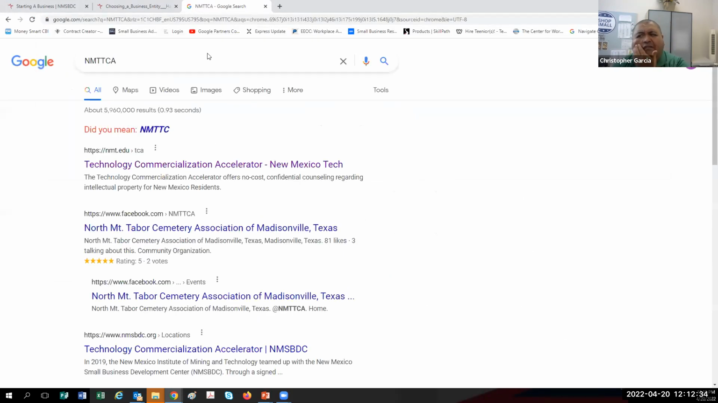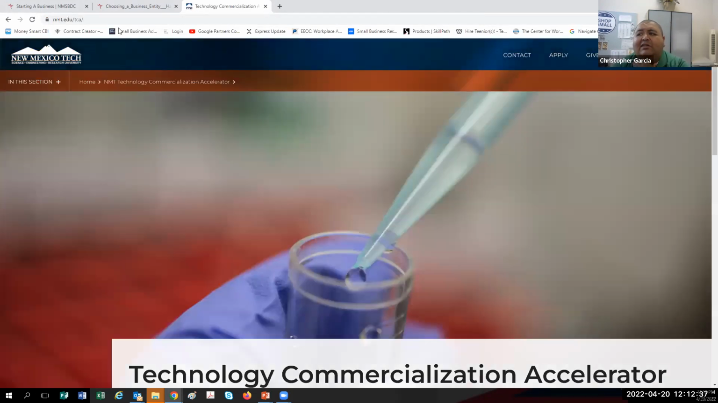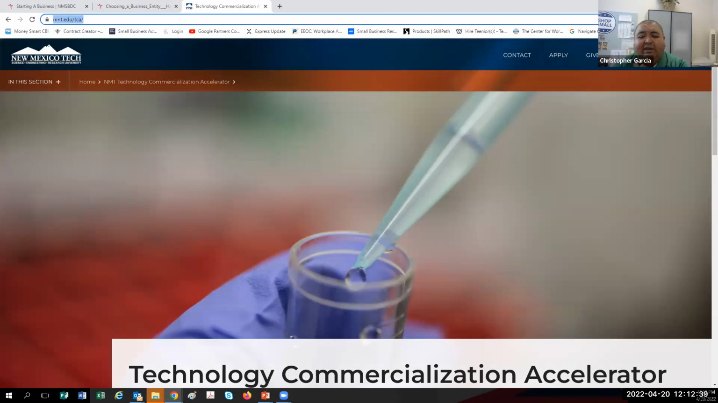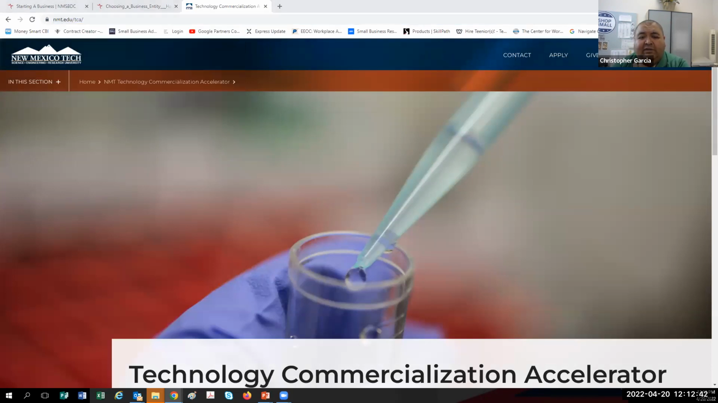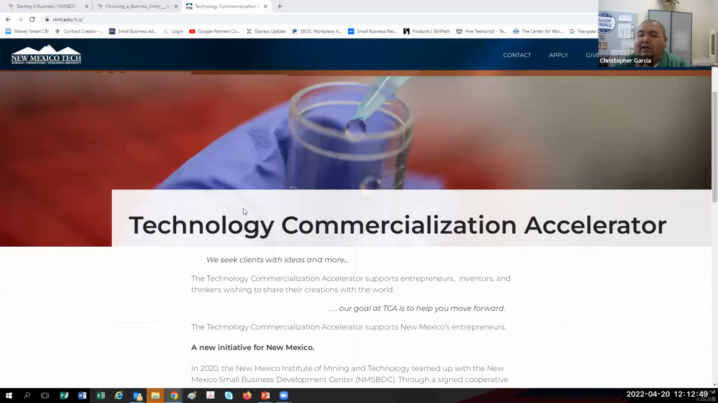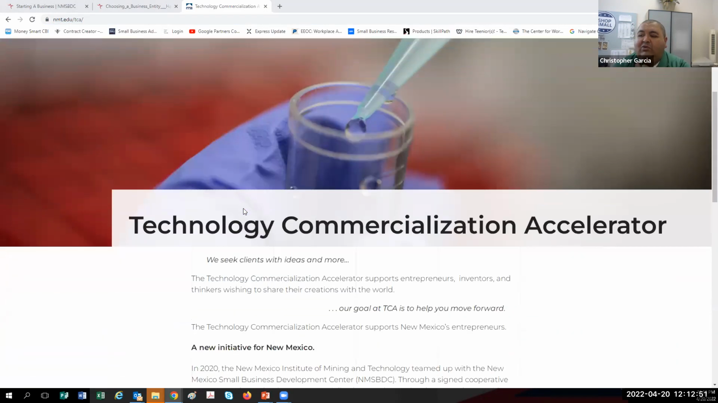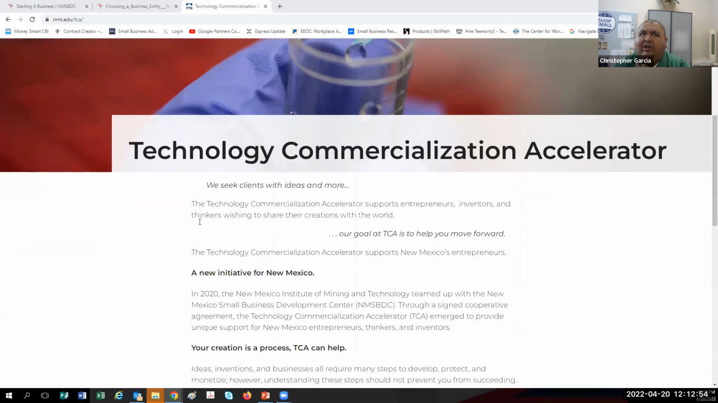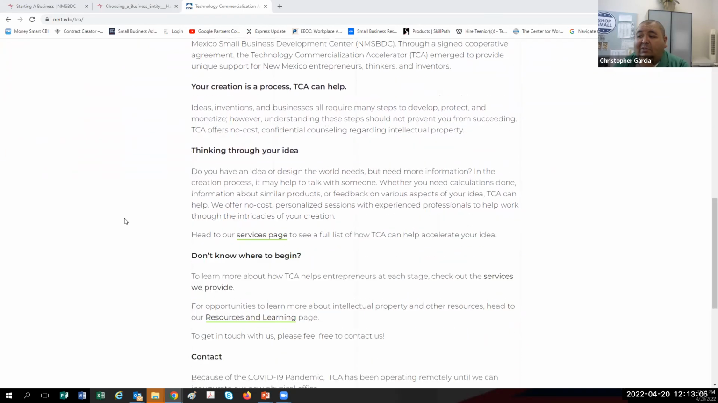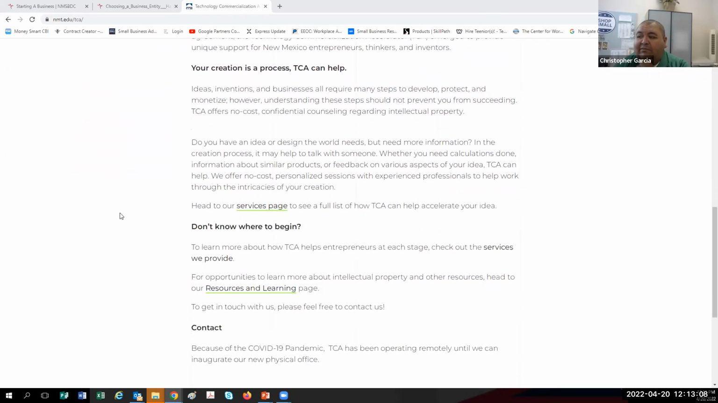And I believe I have their information in the last part of the slide, but I'll chat it over to everybody now in case you want it. So here's the Technology Commercialization Accelerator. They're actually doing a webinar on the 26th called World IP Day, World Intellectual Property Day. And they're going to have speakers from New Mexico FAST, which is NMSU Technology Commercialization Accelerator type program, and the United States Patent and Trademark Service. So if you want to attend that, it's on our website.